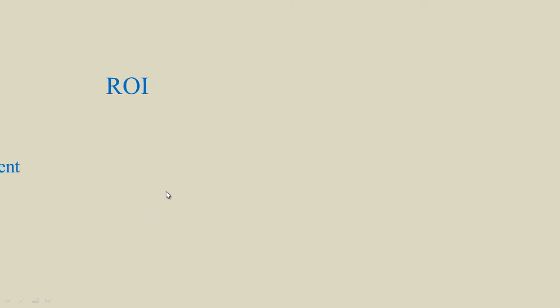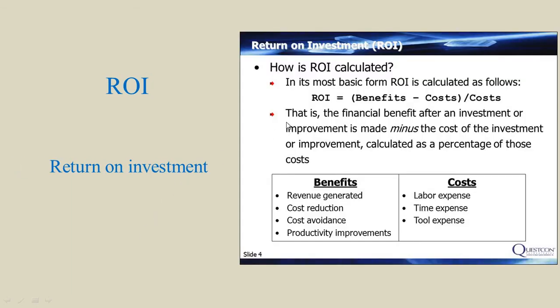ROI. Return on investment. How is ROI calculated? In its most basic form, ROI is calculated as follows. ROI equals benefit minus cost divided by cost. That is the financial benefit after an investment or improvement is made minus the cost of the investment or improvement, calculated as a percentage of those costs. Benefits are revenue generated, cost reduction, cost avoidance, productivity improvement, and costs are like labor expenses, time expenses, tool expenses.